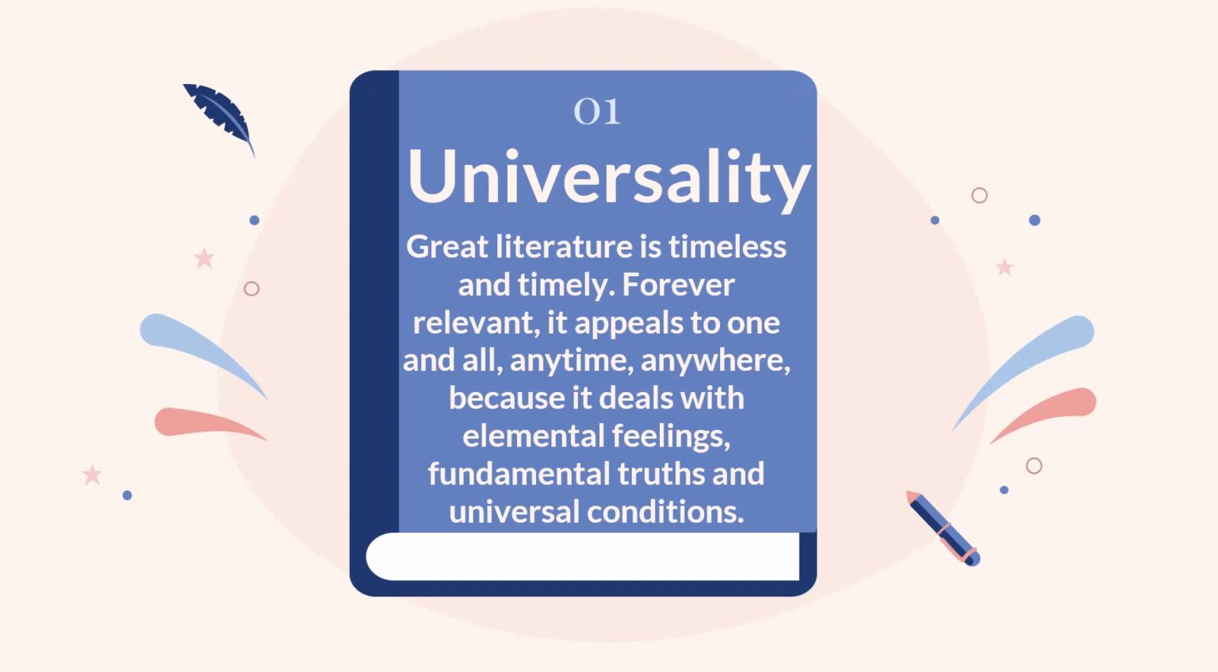The first literary standard that we have is universality. It says here that great literature is timeless and timely, forever relevant. It appeals to one and all, anytime, anywhere, because it deals with elemental feelings, fundamental truths, and universal conditions. This means that it describes a piece of writing that appeals to the hearts and minds of almost any reader. The appeal is considered universal due to its ability to cross gender, racial, and cultural barriers regardless of the time it's written.